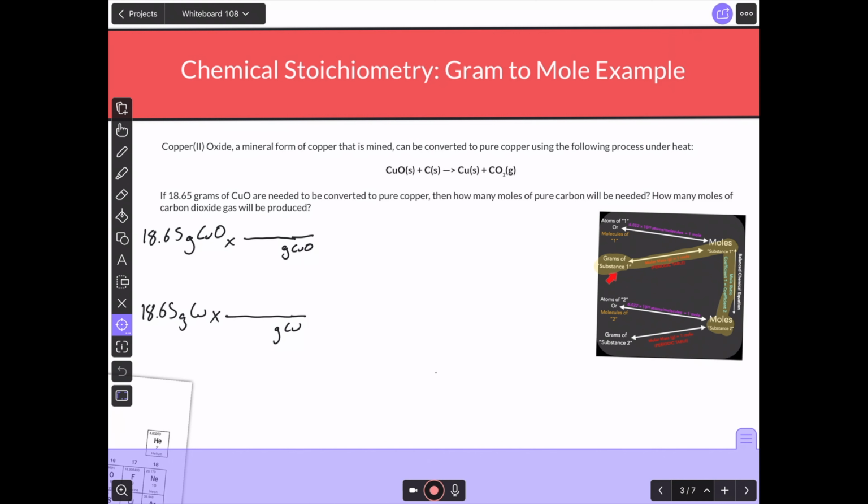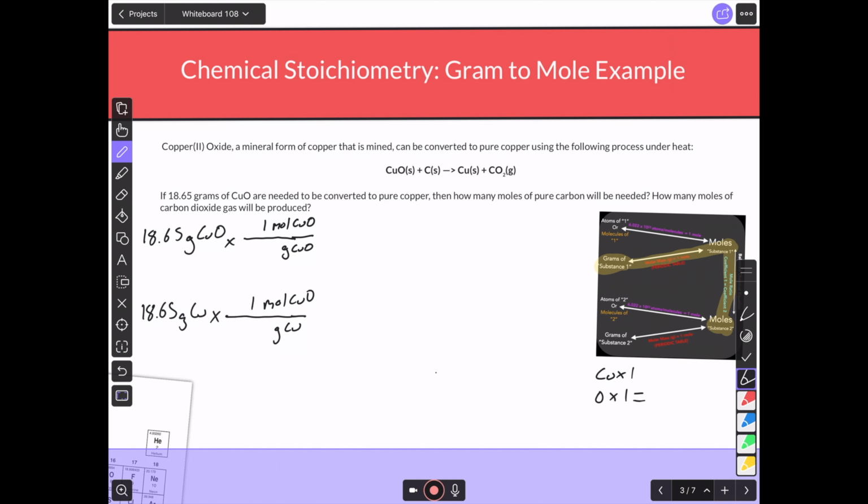So what do I need? I need the molar mass. That's going to be grams per 1 mole of the substance. So 1 mole of CuO goes on top. I need the periodic table to get the molar mass of my substance. So I need Cu times 1, and I need O times 1.